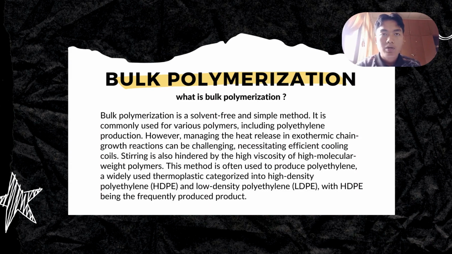What is bulk polymerization? Bulk polymerization is a solvent-free and simple method. It is commonly used for various polymers, including polyethylene production. However, managing the heat release in the isothermic chain growth reaction can be challenging, necessitating efficient cooling coils. Stirring is also hindered by the high viscosity of high molecular weight polymer. This method is often used to produce polyethylene, a widely used thermoplastic categorized into high density polyethylene (HDPE) and low density polyethylene (LDPE), with HDPE being the most frequently produced product.